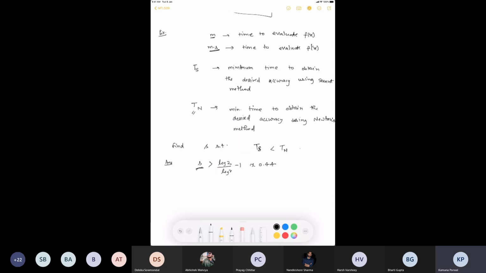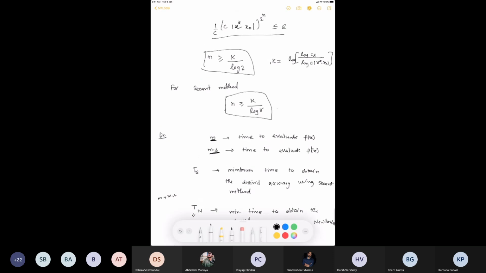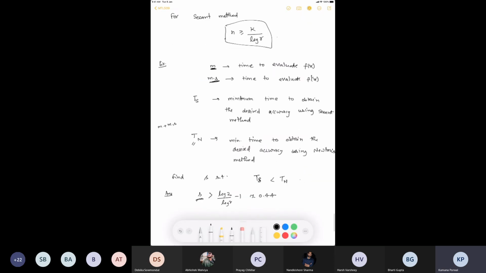So in one iteration, what is the time required? You have to compute f(x), which takes m, and it can be seconds, milliseconds, nanoseconds, whatever. I'm not defining the unit here. Likewise, for one iteration of Newton's method you will require m plus m into s, because you have to compute the function and the derivative. And we already know that I reach the desired accuracy in n iterations, where n is given by this. So in n iterations, I will have this total time, and this is going to be my Tn.